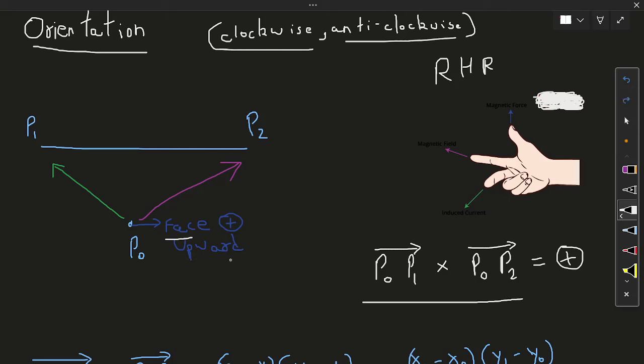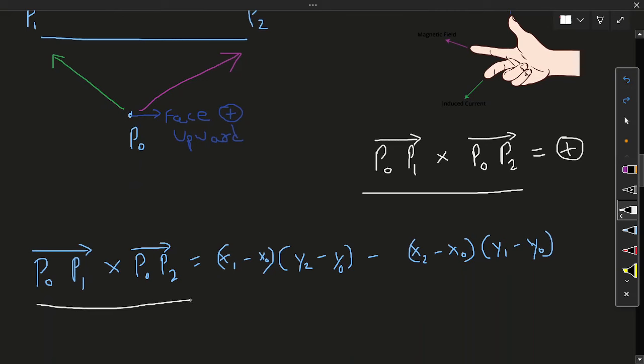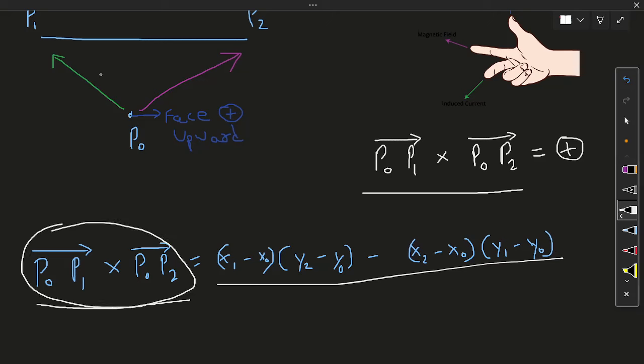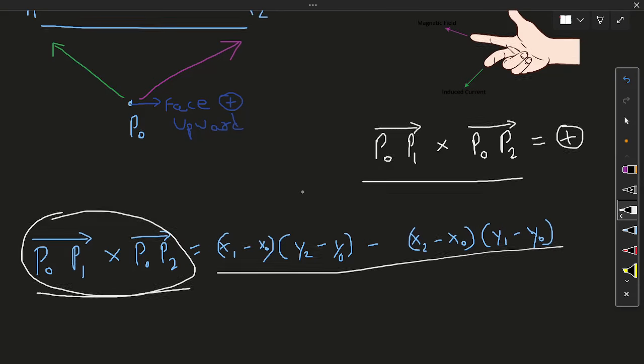So we know this is positive, upwards. If we are going from P0 to P2, then we have to go in the clockwise direction to reach P0, and then again move clockwise to reach P1. So this is a clockwise direction. For clockwise we have the positive direction. This is the same as P0P1 and P0P2, and this is the angle. We have to find out whether it is positive or negative.